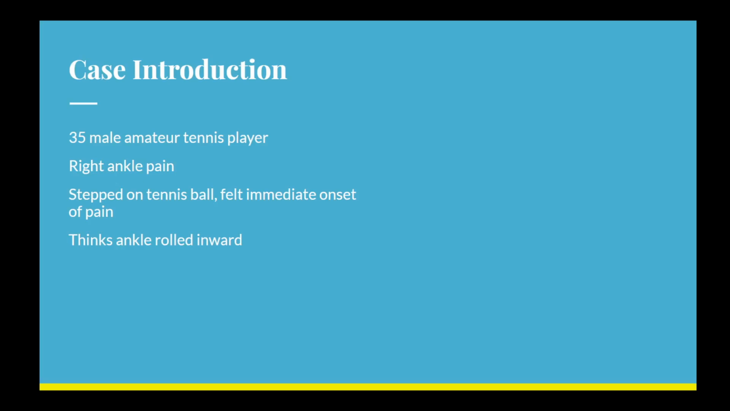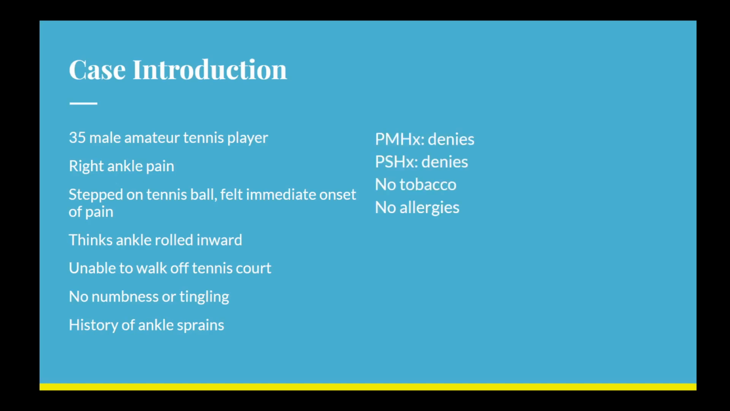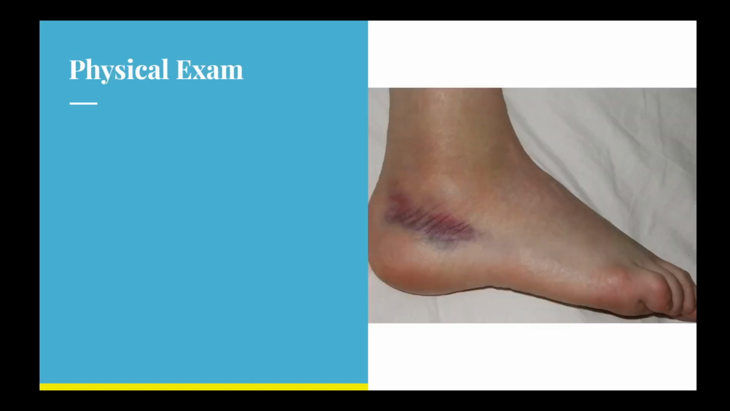He thinks he had an inversion mechanism. He was unable to get up and walk after and needed help off the court. Didn't continue playing. Basically, pain and swelling, no numbness, tingling, and no history of ankle sprains that he can remember. And this is a healthy 35-year-old male, no medical or surgical history. On exam, you see some obvious swelling and bruising of the lateral ankle.